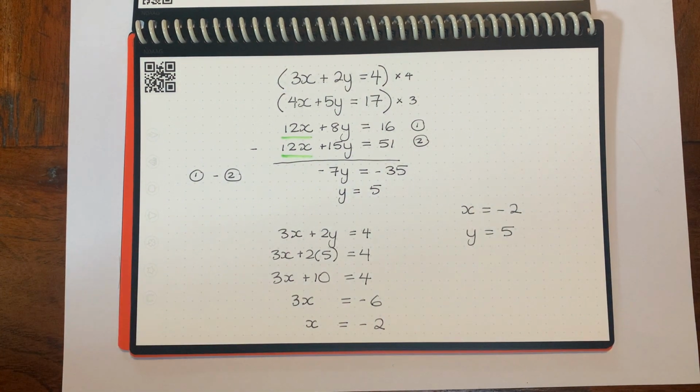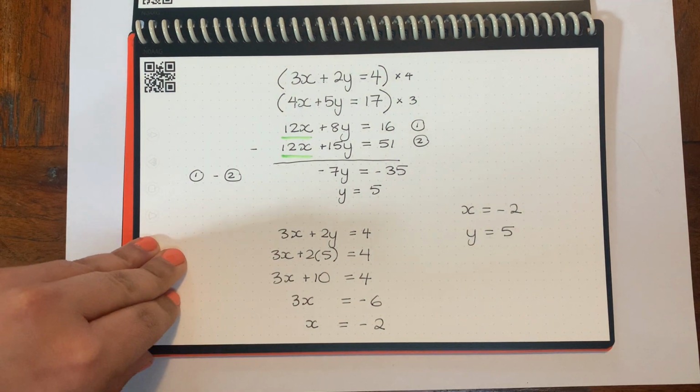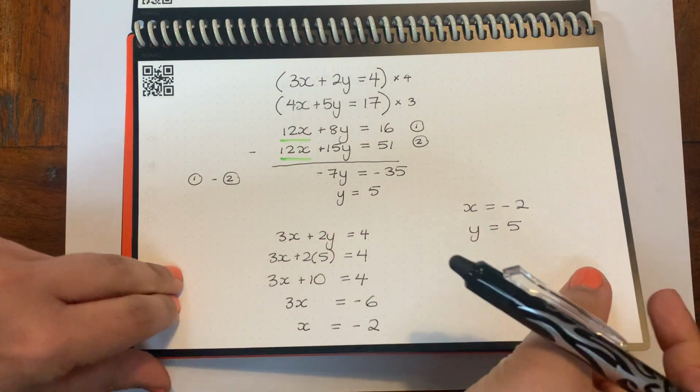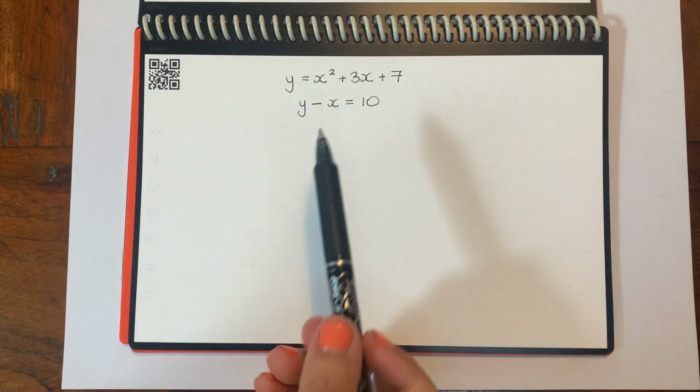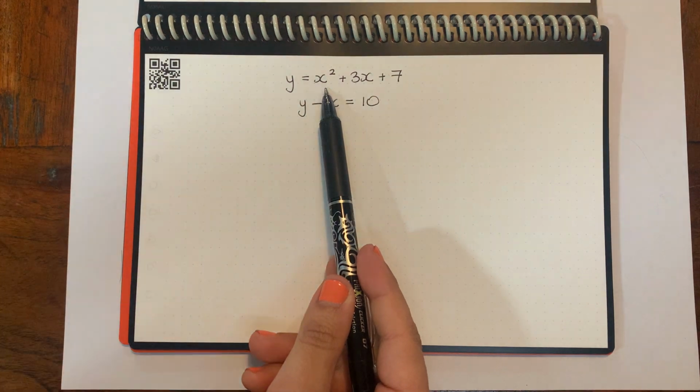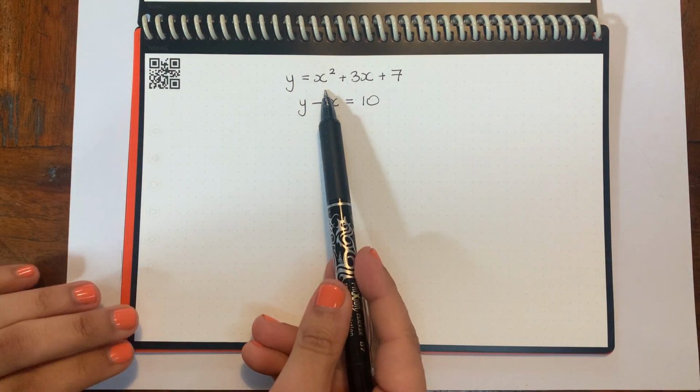So that's how I would solve my linear simultaneous equations. Let's go ahead and have a look at ones where you have a linear and a quadratic. So here's your example of a linear equation there and a quadratic. It's a quadratic, of course, because it's got the x squared.